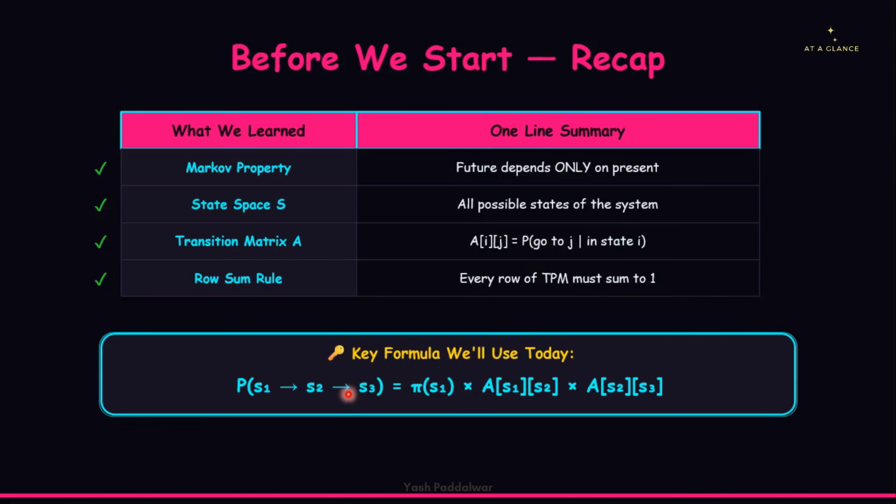Along with that, we also have seen how to calculate the probability of any particular sequence. Let's say we have a sequence S1 to S2 and S2 to S3. For this sequence, we can calculate the probability as the probability of the initial state, so pi of S1, multiplied by the transition probability of S1 to S2, and the transition probability from S2 to S3. Multiplying all of them gives the probability of the entire sequence. I hope you are now able to recall all these things.